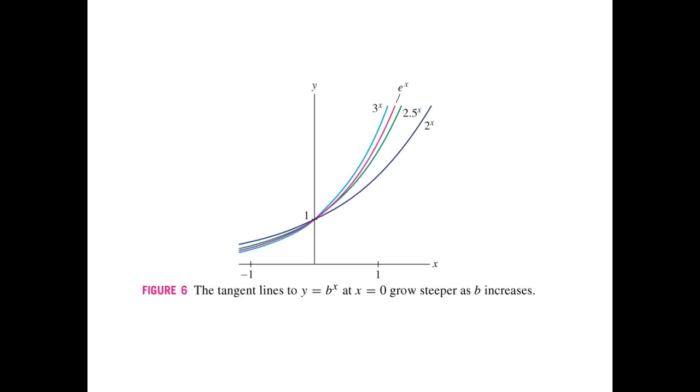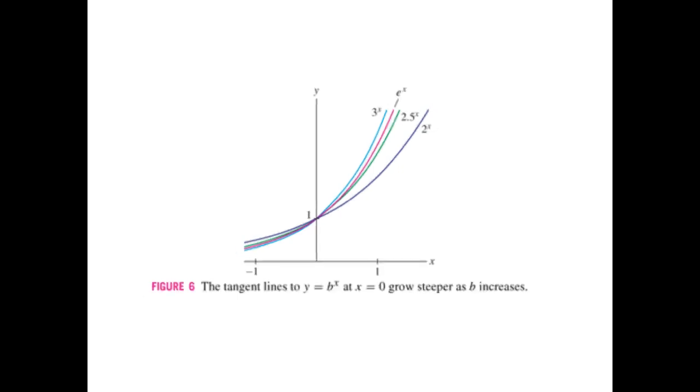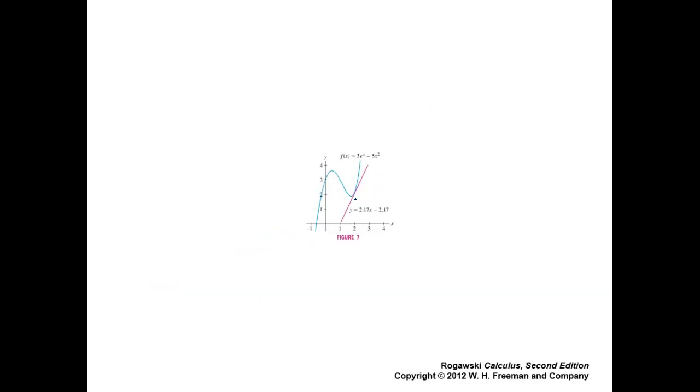They grow steeper as the b's increase past x equals 0. They're steeper and steeper and steeper. And somewhere in between there, you get e to the x, which is that irrational number. Okay. That's, I think, the graphical insight they have here. Let's go to example 8.